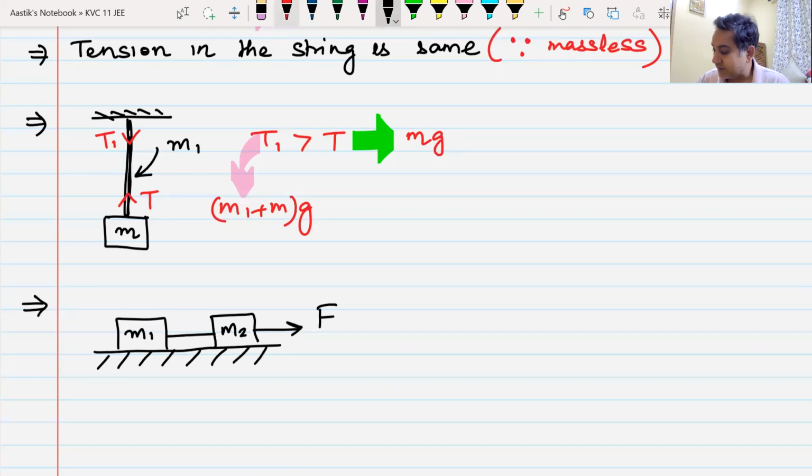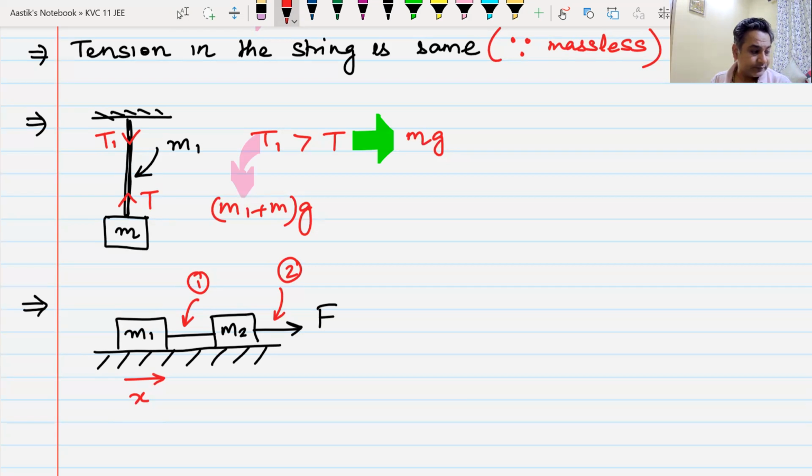Here, as you can see, there are two strings. This is string number 1, and this is also probably a string. This is string number 2. So I'm pulling them with a string. Now again, remember that both the strings are ideal. Now if I say that this block moves forward with X, how much will block M2 move? Will it move by X or will it move by something else?